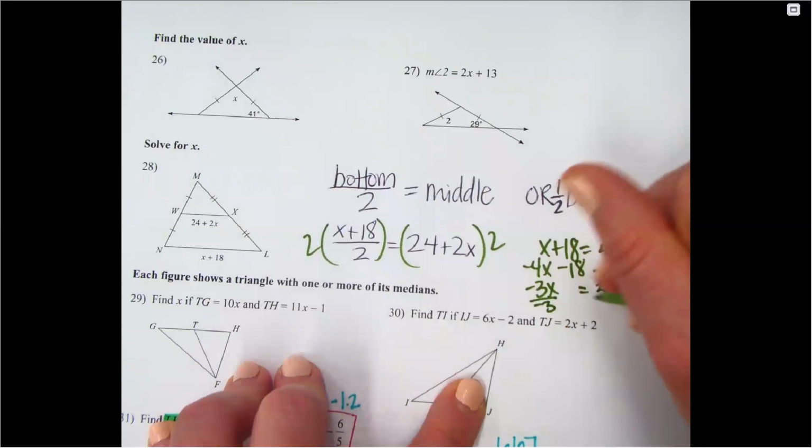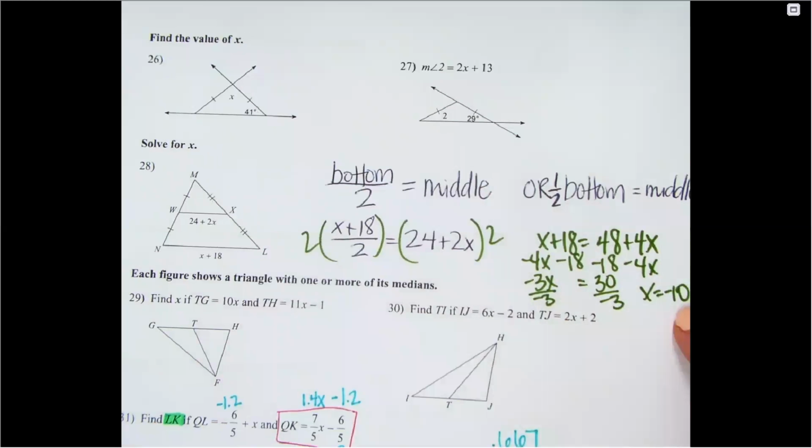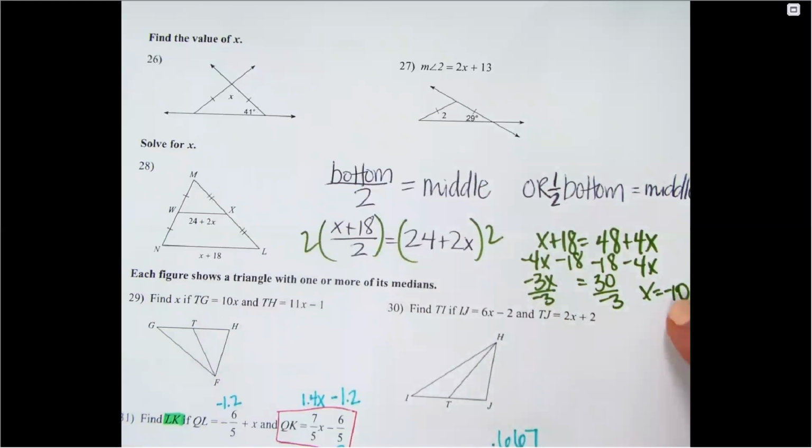Is it supposed to be negative? What's the answer key say? 28. Yeah, negative 10. So it made me feel weird that it was negative, but it's just an x. X's can be negative or positive. It's not an actual distance. It's just the x.